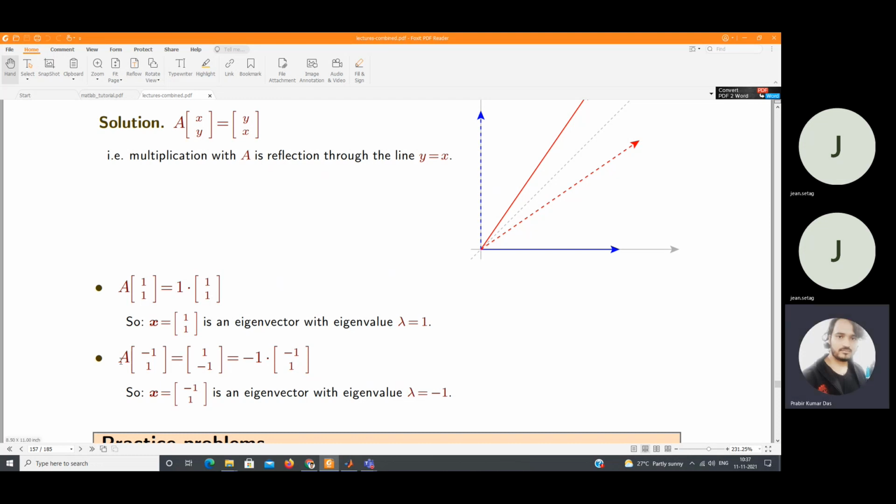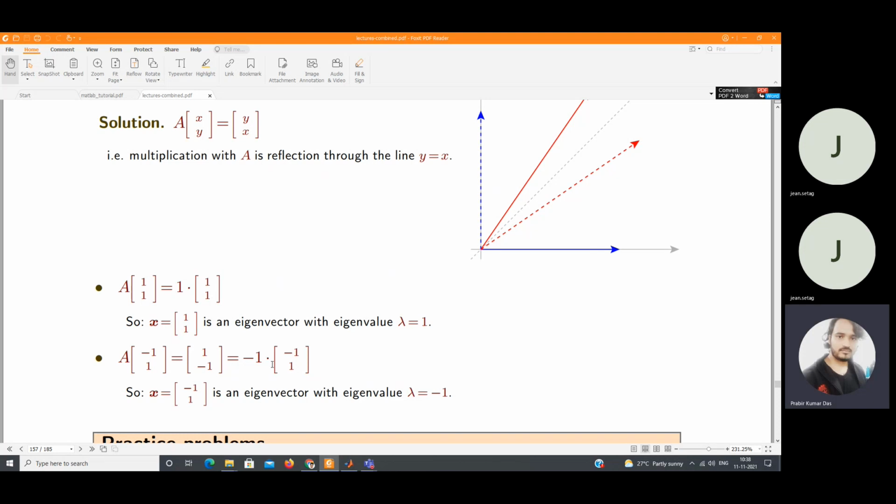Okay. Now this A has another eigenvalue, that is -1. And what is the corresponding eigenvector for -1? It is -1, 1. How can we get it? We just use this equation, A into x is equal to lambda into x. It satisfies this equation. Then we say -1 is another eigenvalue of A and its corresponding eigenvector is 1, -1.